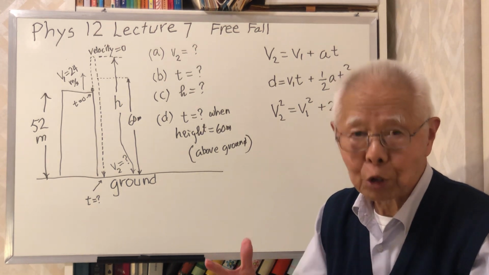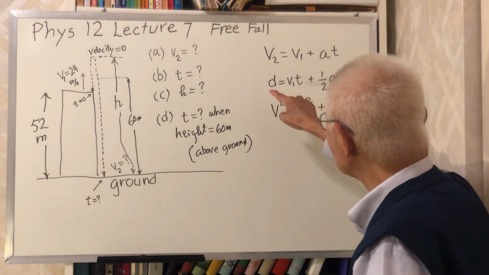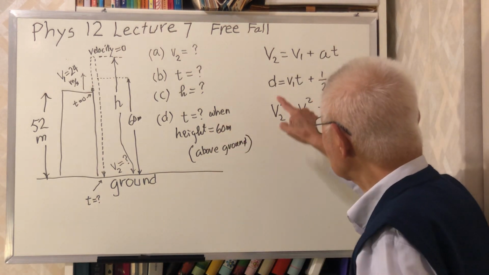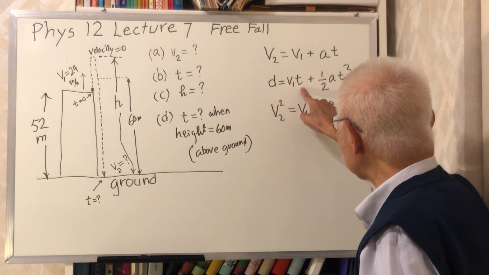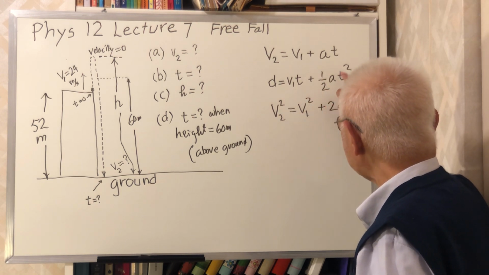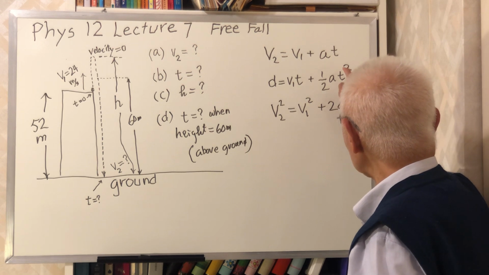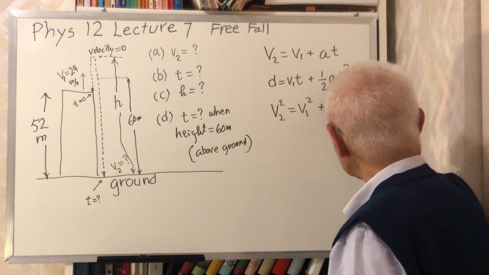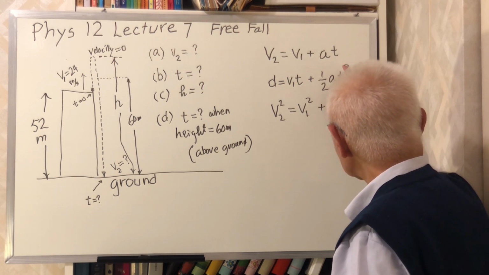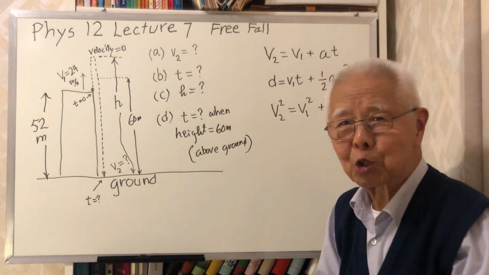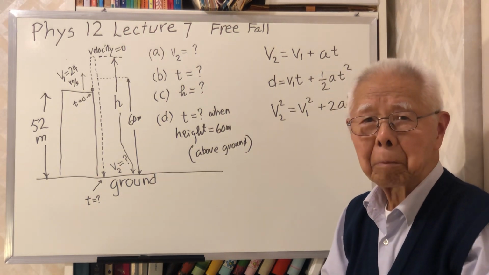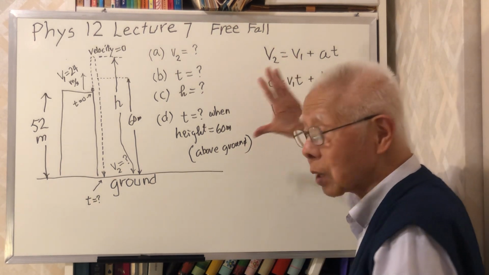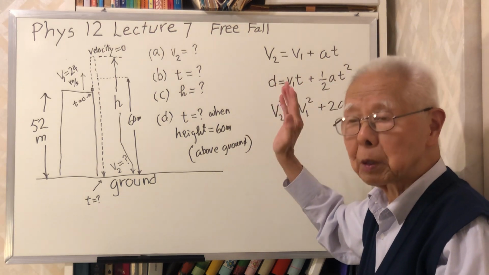Let me show you what I mean. For the second equation, if you use delta, how do you say it? Delta d equals V1 delta t plus 1/2 a, bracket delta t, bracket square. So why do you want to say delta? Make it simple, all right? This is how I say it and how I remember it.